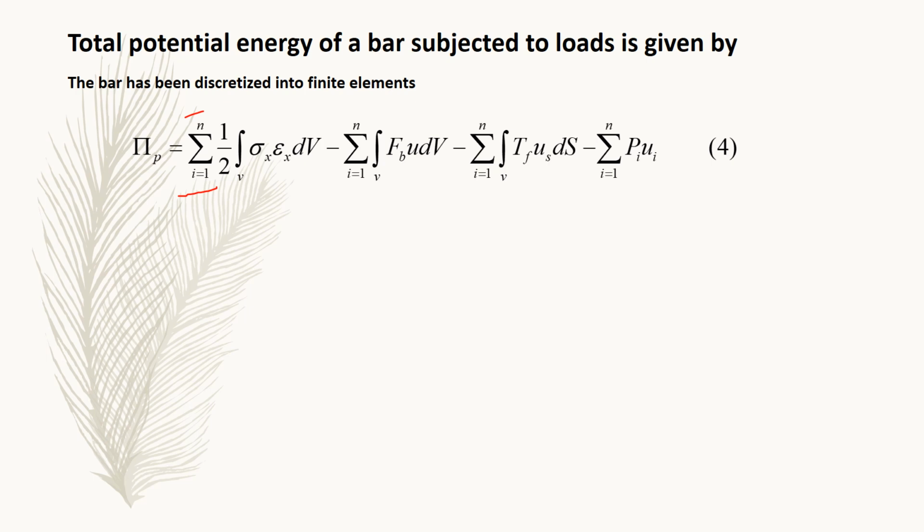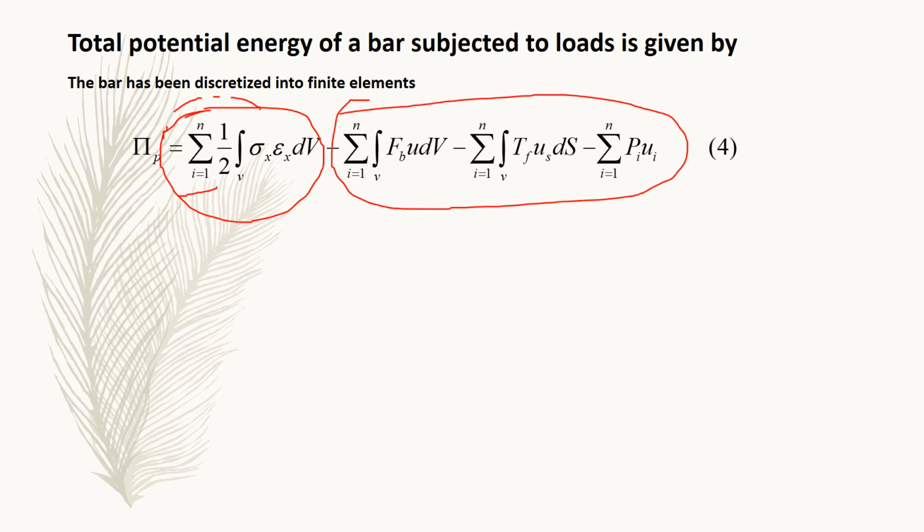The total potential energy is equal to its strain energy minus the work done by the forces. We already know that strain energy is the integral of stress into strain over its volume. In the finite element method there are three types of forces. One is body force: for an element, body force into its displacement vector into its volume.